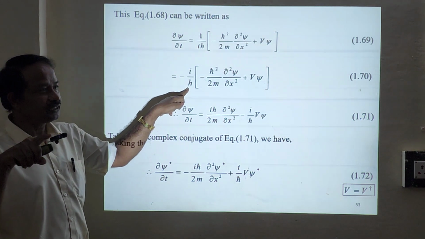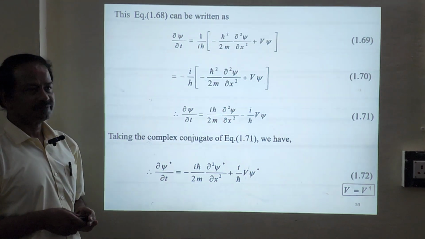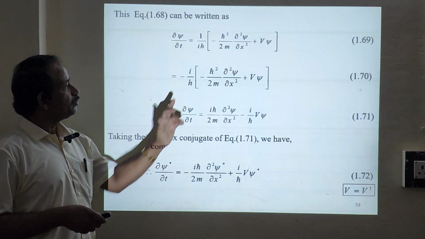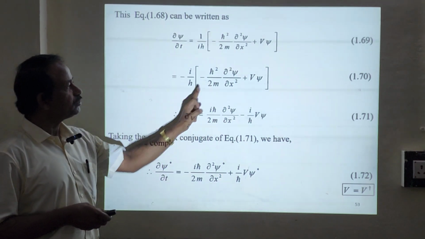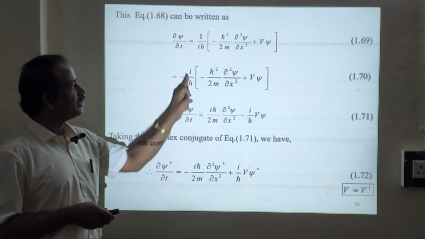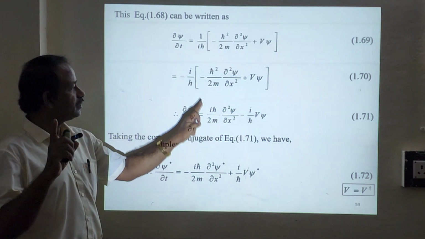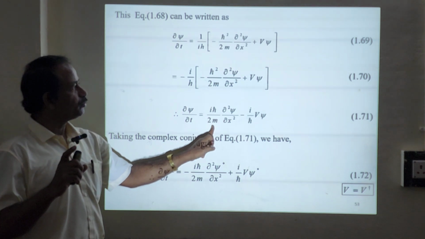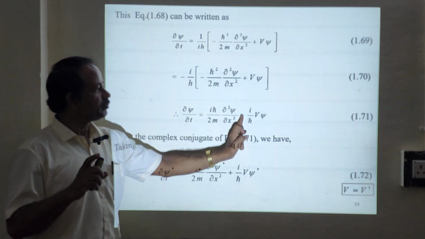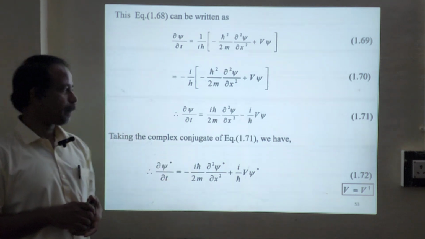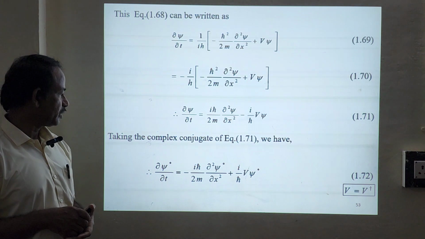Is it clear? If there is any doubt, ask me immediately. The remaining term you just keep as it is. You multiply these two terms with the minus sign. The first term will be exactly i, the h cross and h cross, one h cross gets cancelled. You have i h cross divided by 2m, partial d squared psi by dx squared. This will become minus i by h cross V psi. Is it clear? Very simple one.